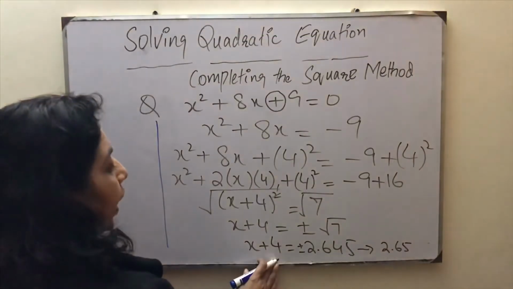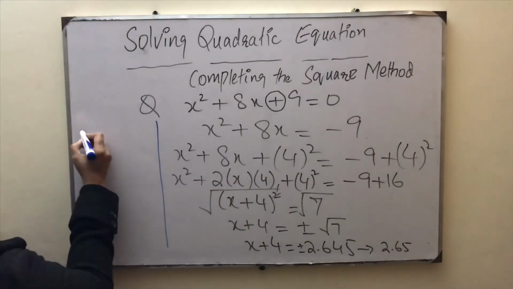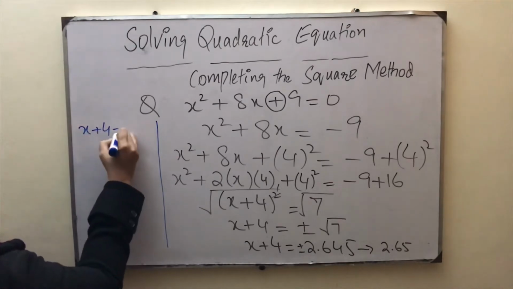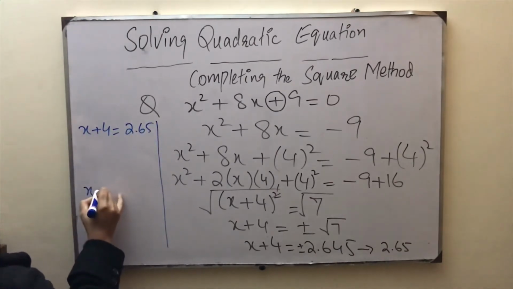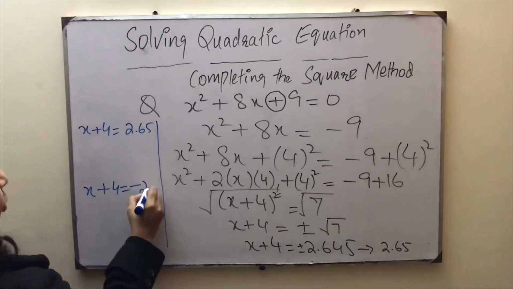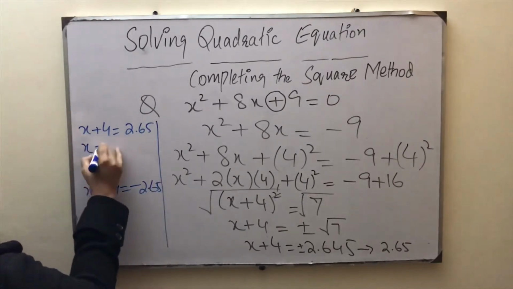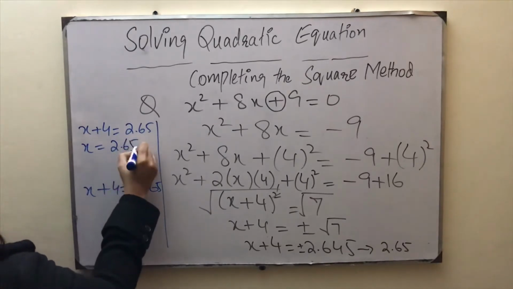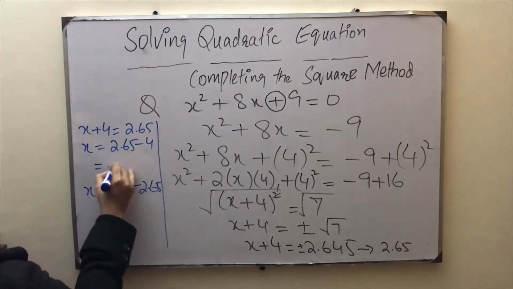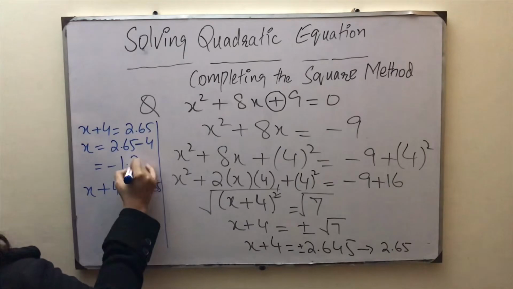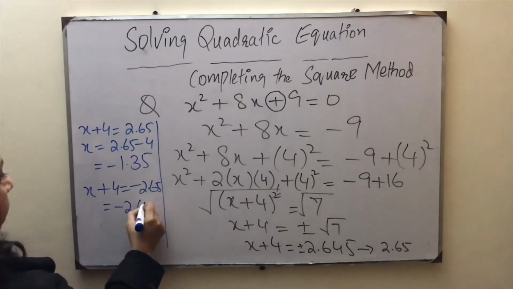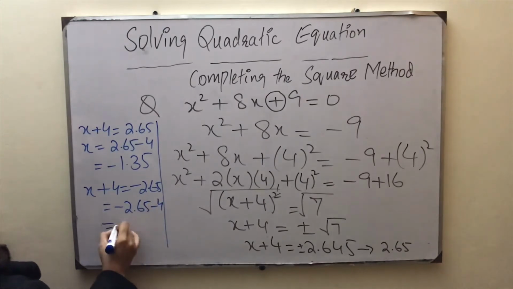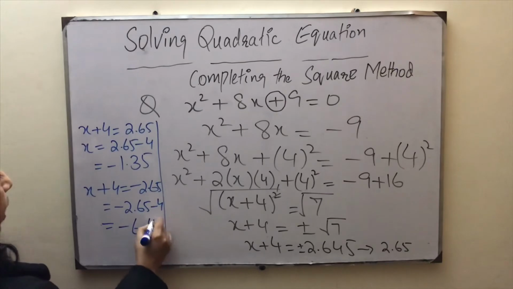When we have to find the two solutions or two roots, we shall first write x plus 4 equals positive 2.65, and then we shall have x plus 4 equals negative 2.65. When I shall take this 4 to the other side, my answer will be minus 1.35, and when I shall take this negative 4 to the other side with minus 2.65, my other answer will be minus 6.65.